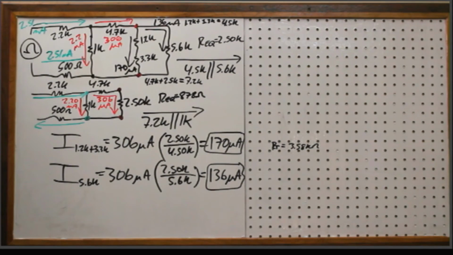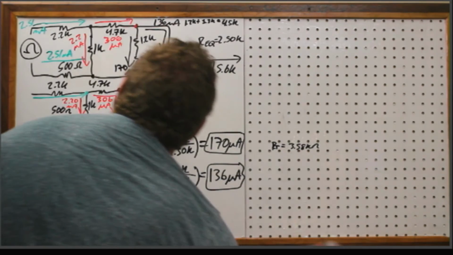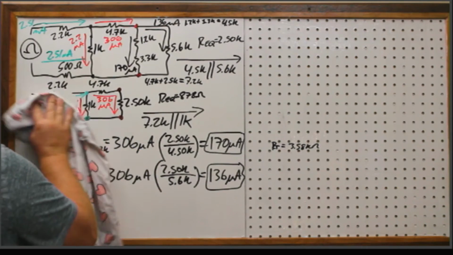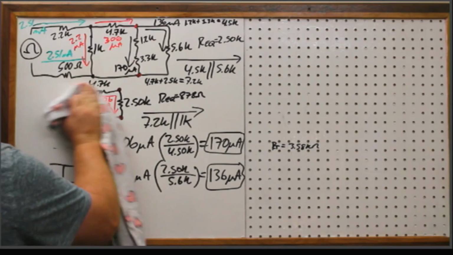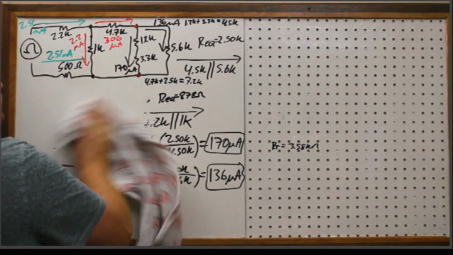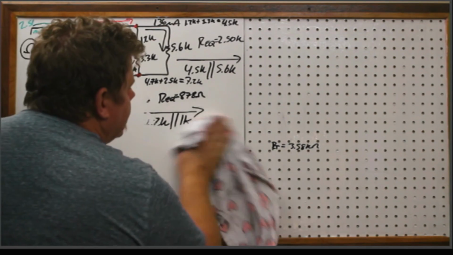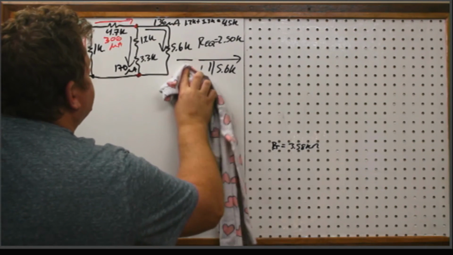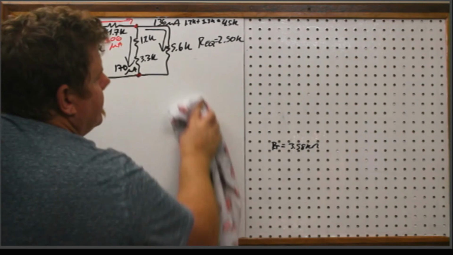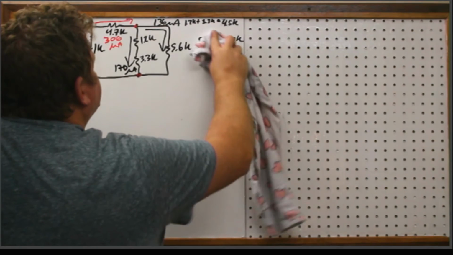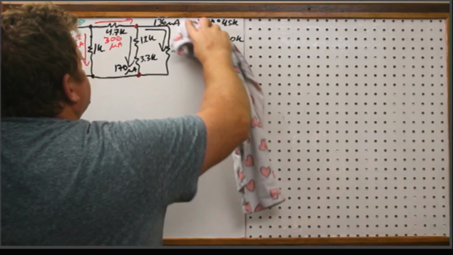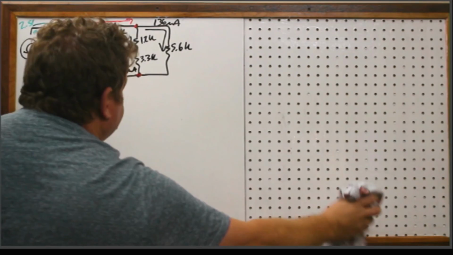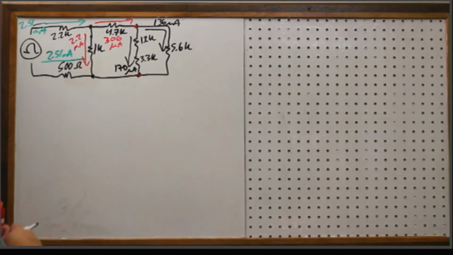136 micro. Okay. Now that we have all of the currents, I'm going to get rid of all this stuff up here because we no longer need it. And now I just use Ohm's law for everything. And Watt's law, if I want to find the power. I no longer need this either. There we go. So I'll just pick a couple of random ones.